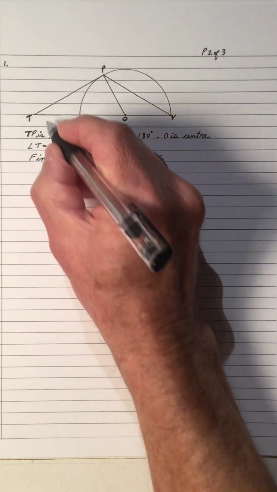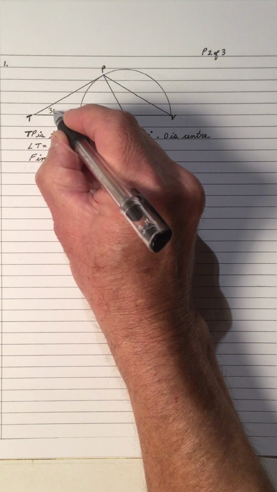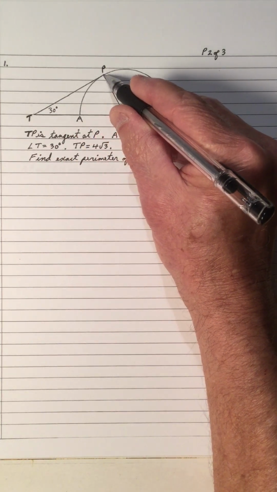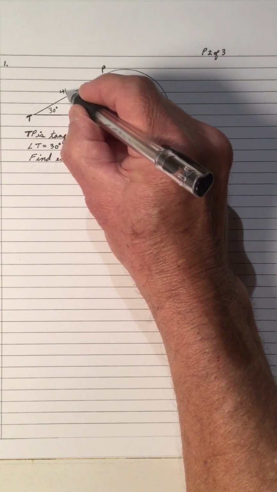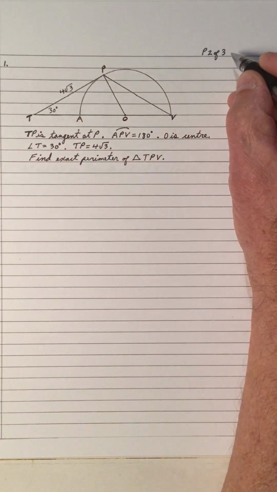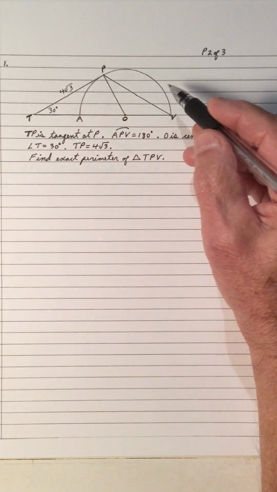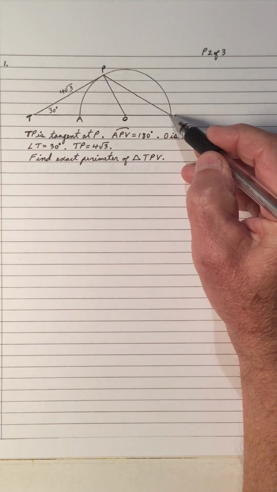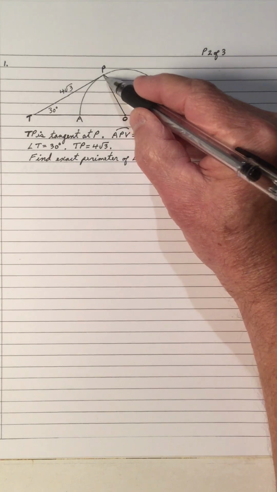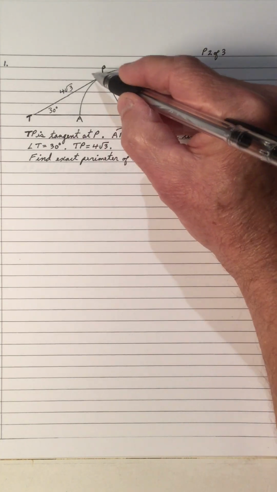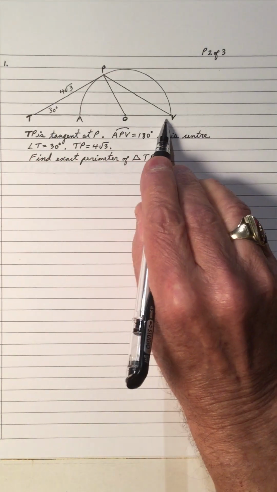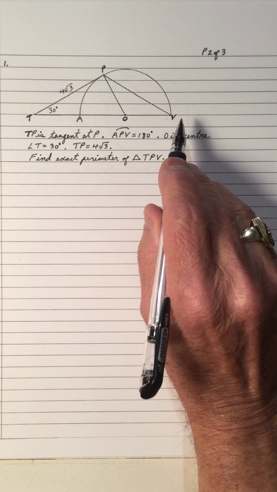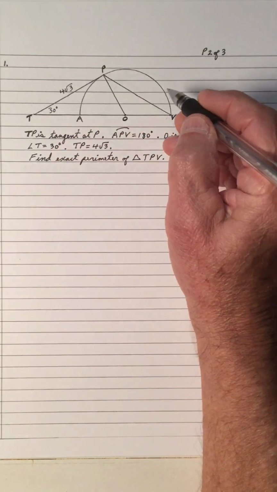Angle T is 30, and TP, the tangent, the length of the tangent is 4 root 3. We want to find the exact perimeter of the triangle TPV. So we have to get the length of PV and TV.